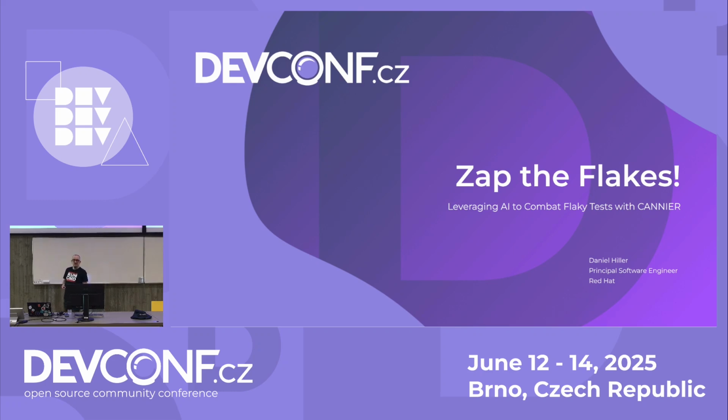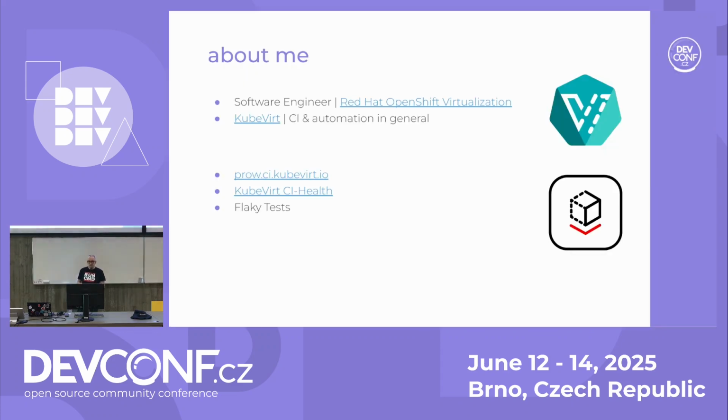My name is Daniel Hiller. I'm principal software engineer at Red Hat. A bit more facts about me: I'm a software engineer in the Red Hat OpenShift virtualization team. I take care of the KubeVirt upstream CI and automation in general.